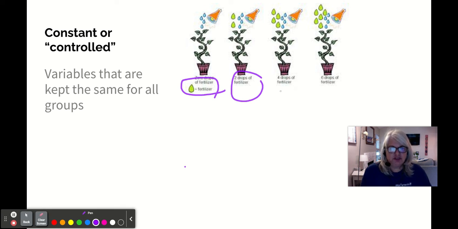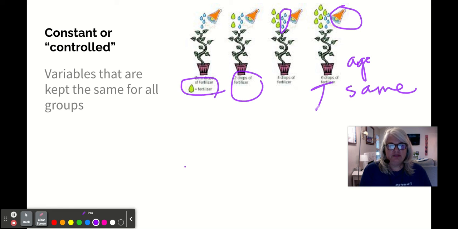Okay, so I asked you to think about some constant variables. Some good ones would be amount of light. It could be type of light. It might be how much water they get besides the fertilizer. It could be the age of the plant, right? You want to use the same species of plant. You want it in the same container with the same amount of soil.